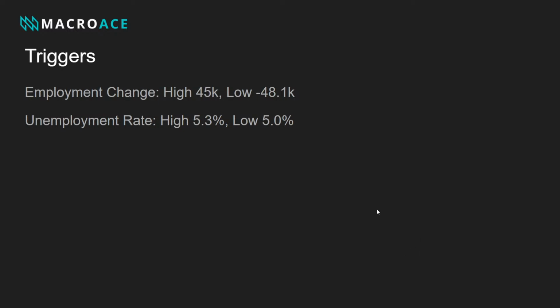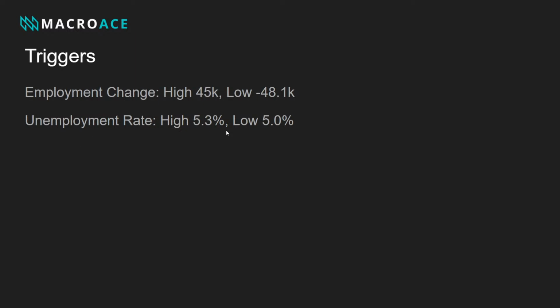Anyway, so the employment change high estimate of what they're looking for, according to economists, is 45k with a low of minus 48.1k. Bearing in mind that the current forecast for the Canadian employment change is 22.5k. Well, excuse me, about 15.5k deviation there for the Canadian employment change.